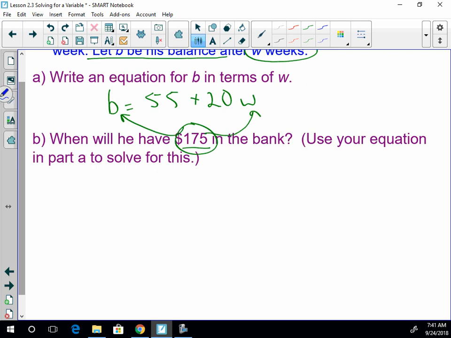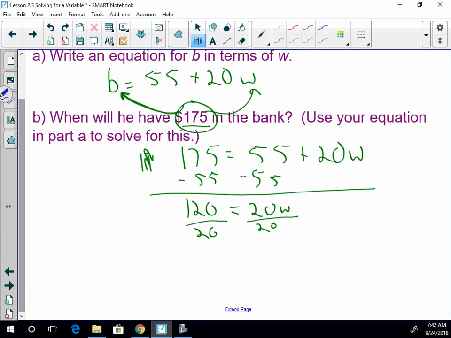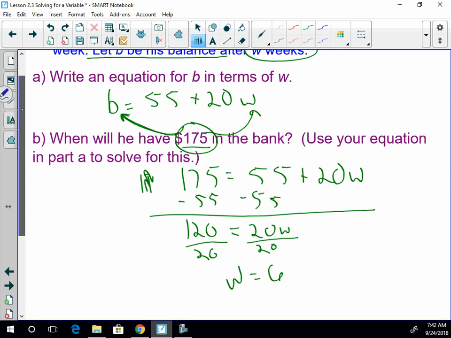So what do I have to do? I have to substitute that 175 in here. 175 is equal to 55 plus 20W. And now I have to solve that for W. Solving for W, minus 55 from both sides. I get 120 is equal to 20W, divided by 20, divided by 20. W is now equal to 120 divided by 20, which is 6 weeks. So at 6 weeks, he will have reached his goal.